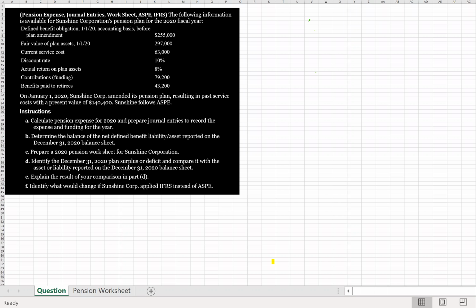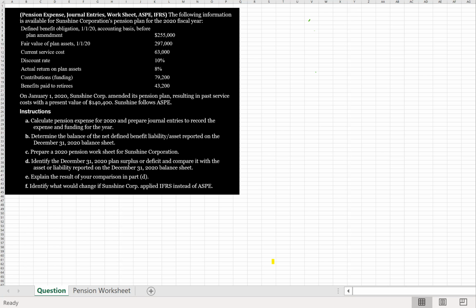In this question, we're given the actual return as a percentage rather than as a dollar value, which we haven't seen previously, contributions, and benefits paid. On January 1st, 2020, Sunshine Corp amended its pension plan, resulting in past service costs with a present value of $140,400. Sunshine follows ASPE.